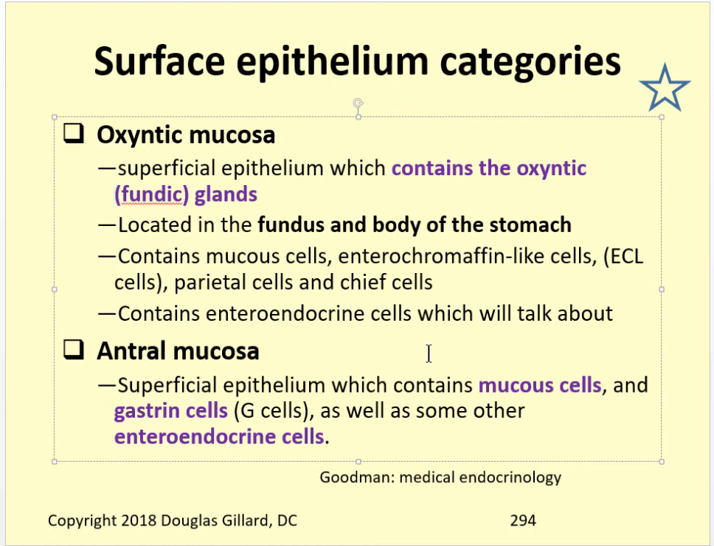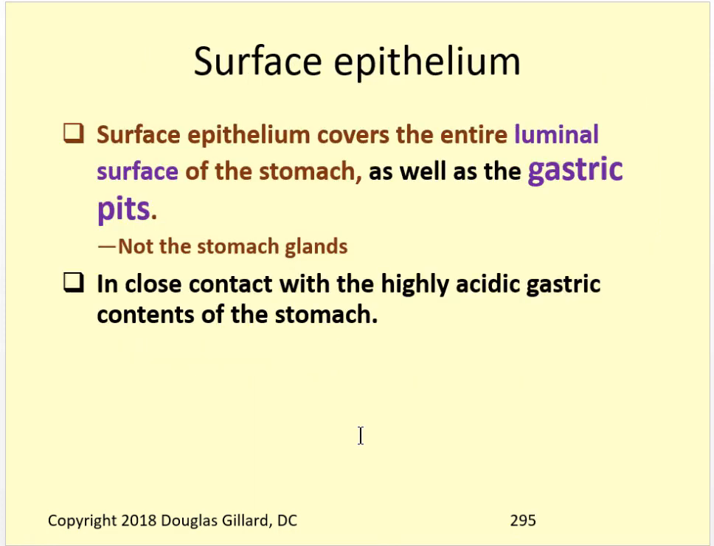And then we have the other category of surface epithelium. There's antral mucosa. That's in the antrum, in the pyloric antrum region and in the pyloric canal. These contain lots of mucus cells. They contain gastrin-secreting G cells, which are important. We'll look at the G cells and some other enteroendocrine cells as well. Some of them we're not going to look at.